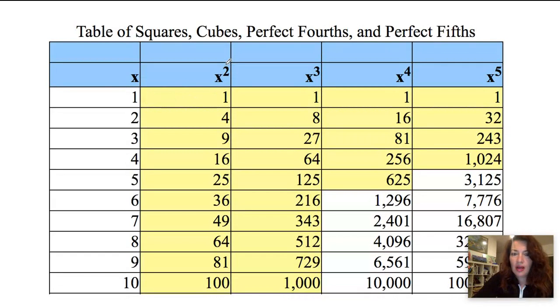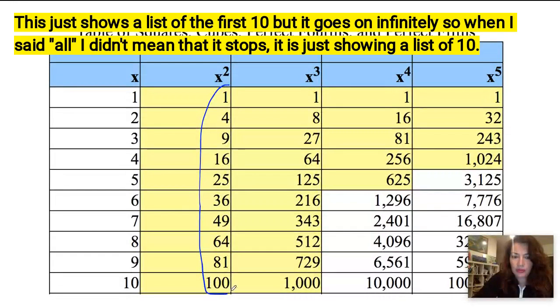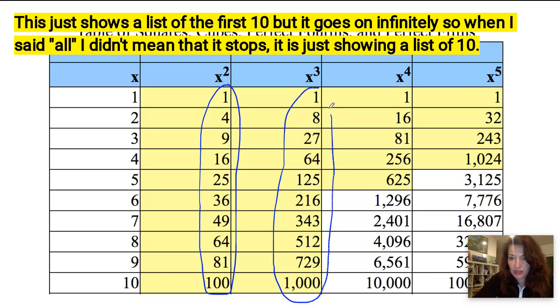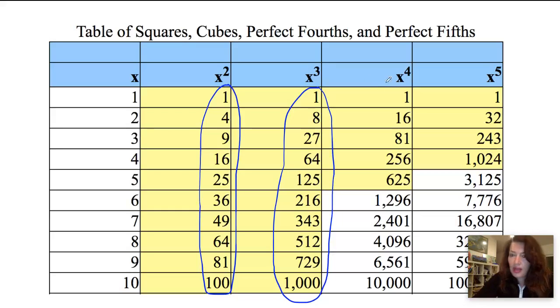You can see these here are all perfect squares. All these numbers here are perfect squares because they can be written as a number times itself. All these numbers here are perfect cubes because they can be written as a number times itself 3 times. And so this x right here represents whatever value we plug in.